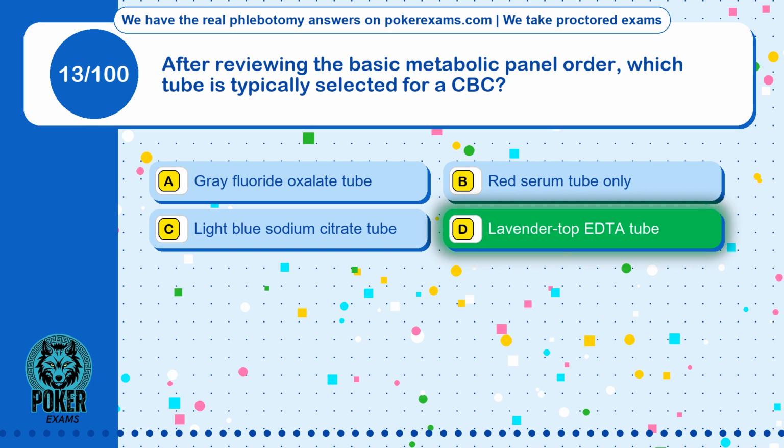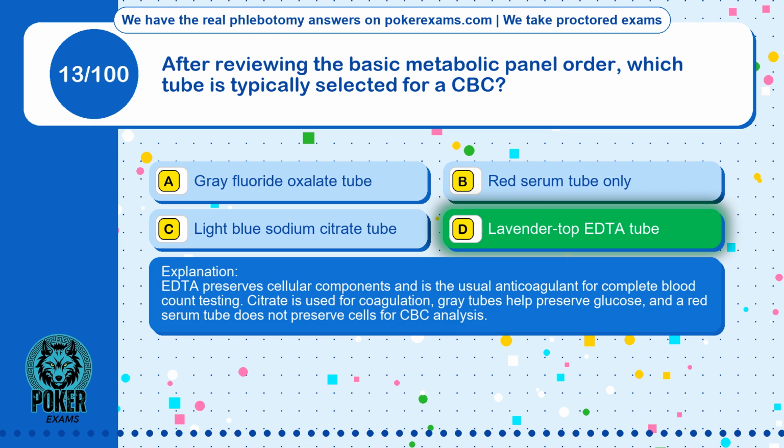The correct answer is option D. Lavender top EDTA tube. EDTA preserves cellular components and is the usual anticoagulant for complete blood count testing. Citrate is used for coagulation, gray tubes help preserve glucose, and a red serum tube does not preserve cells for CBC analysis.